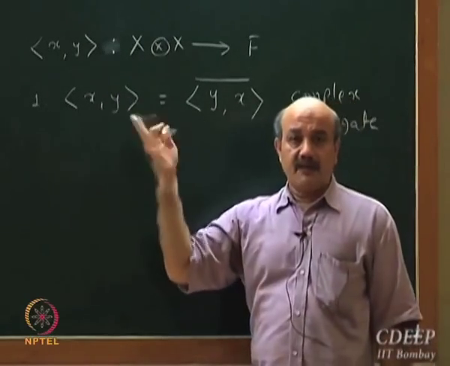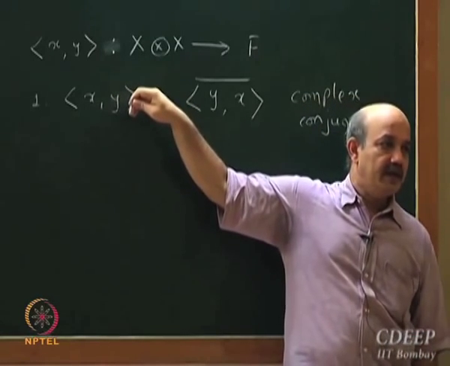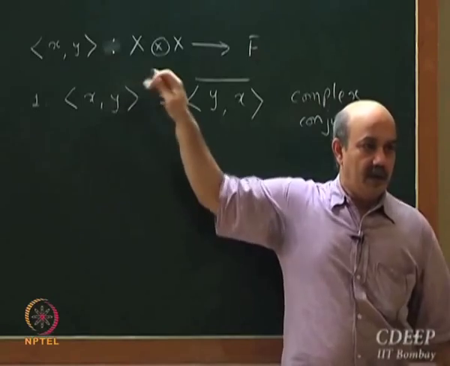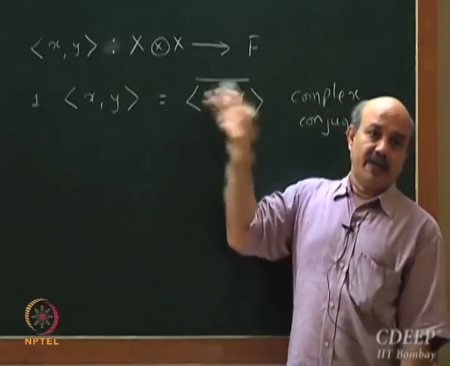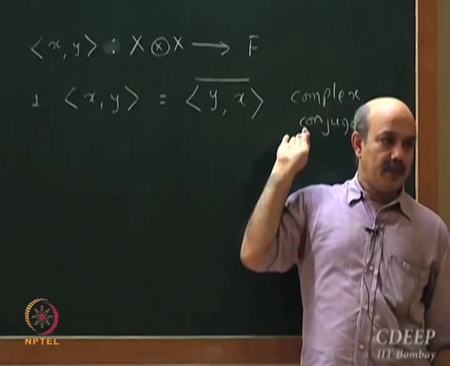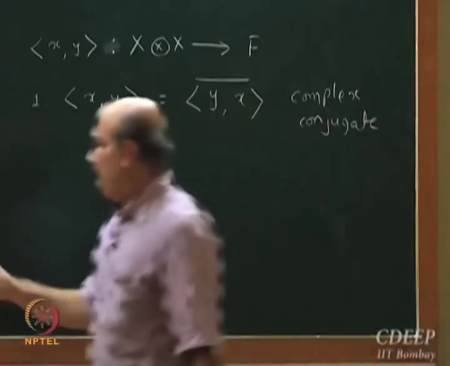So what this says is that if I take the inner product of x with y, and if I change the order, what I get is the complex conjugate. Okay, so typically the field that we are going to work with is R or C.